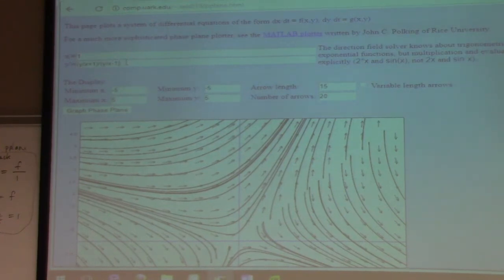Anyway, we'll start with the quiz, though. So what's the quiz on? Separation of variables, exact equations, integrating factor method, and substitution type stuff.